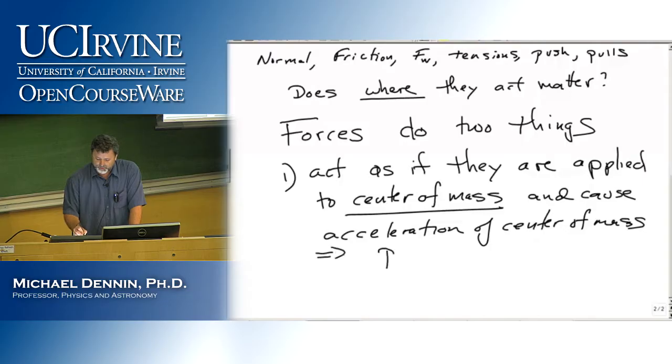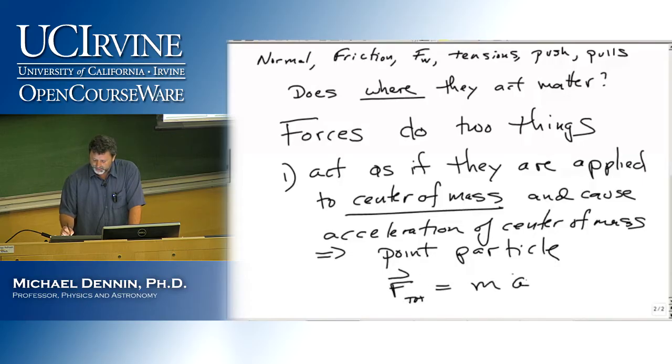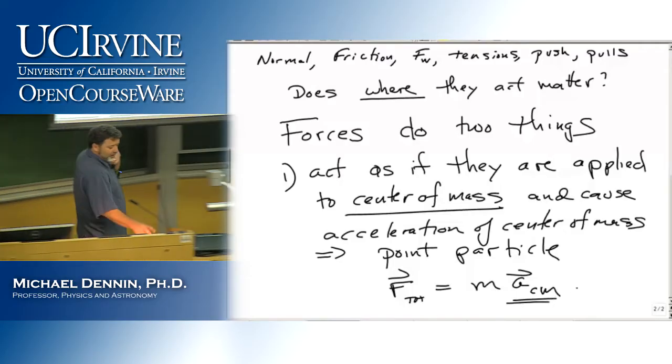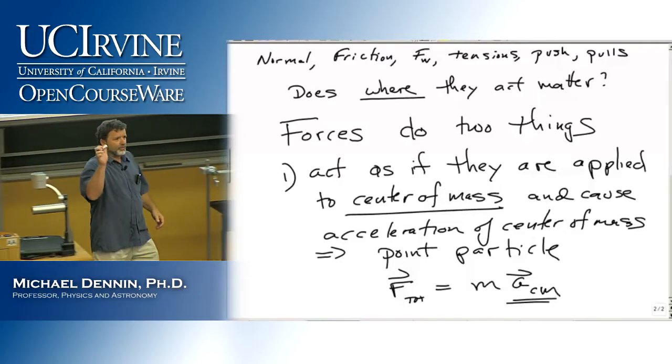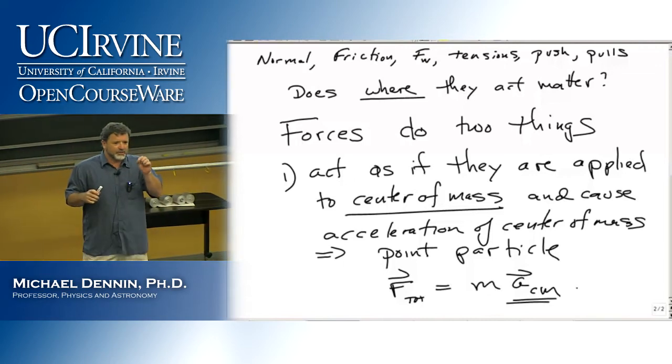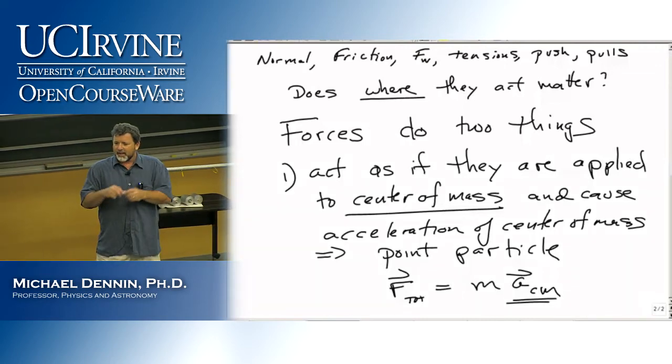This is what we mean by treating it as a point particle. And that is what F total equals ma really does for us. It's really the acceleration of the center of mass. So any object, and that's why we were doing little boxes all last week, any object acts like it's all gathered together at its center of mass.